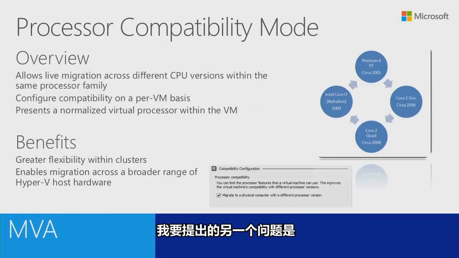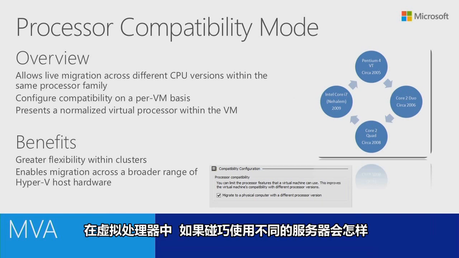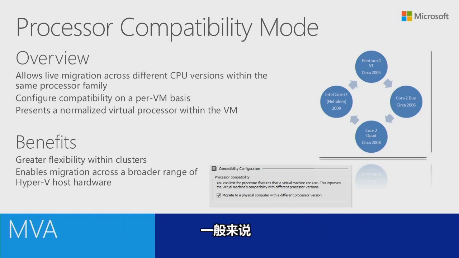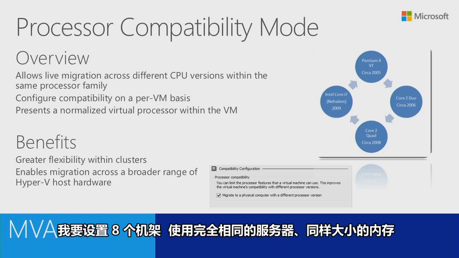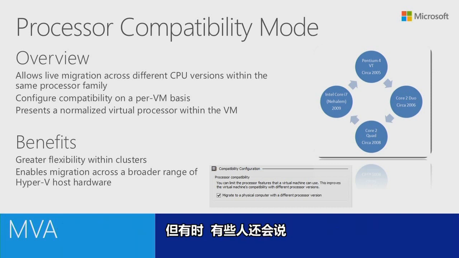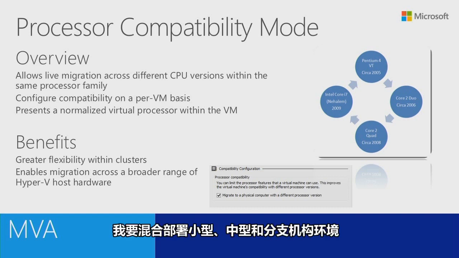Another question I get asked about is, when it comes to virtual procs, what if I don't happen to have the same exact servers? Now, generally, in most cases, when people deploy a private cloud, they tend to buy identical configurations. So for a production workload, people will say, I'm going to set up eight racks, the same exact server, same amount of memory, same exact storage controller, et cetera, attached to my shared storage. But every so often, someone will say, I'm in a test dev environment, or I'm in a small, medium branch office environment, and I cannot necessarily guarantee that the hardware is going to be the same.